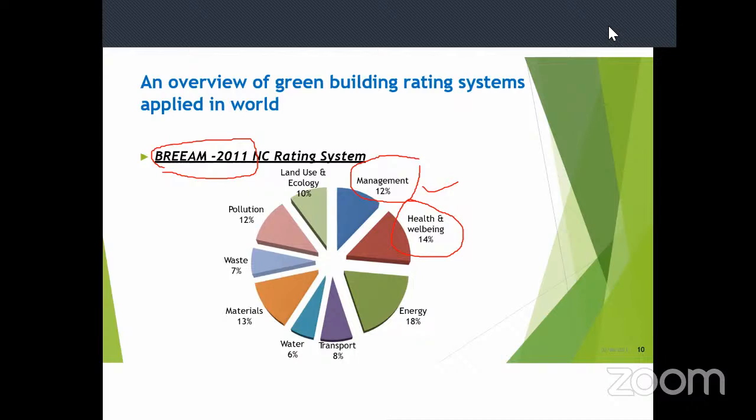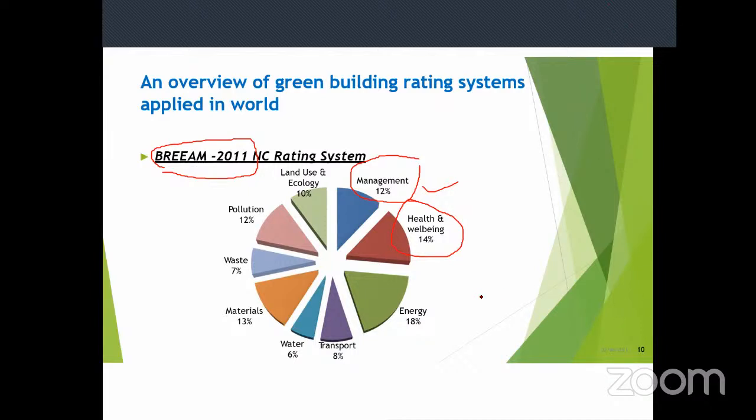Visual comfort: if there is too much light, you will close the curtains. Suppose the light is less, you will put on the light. So visual comfort is there. Low noise level, the standard is already set by the CPCB, but that is not happening. So the low noise level should be there.